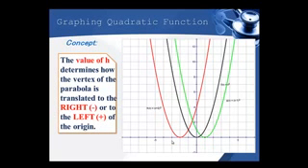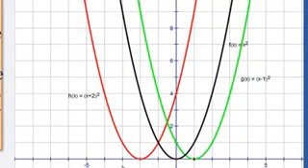What will happen if we have this function? h(x) = (x + 2) squared. The h will become negative 2. Okay, so what happens here? From the point of origin, you translated the parabola 2 units to the left.